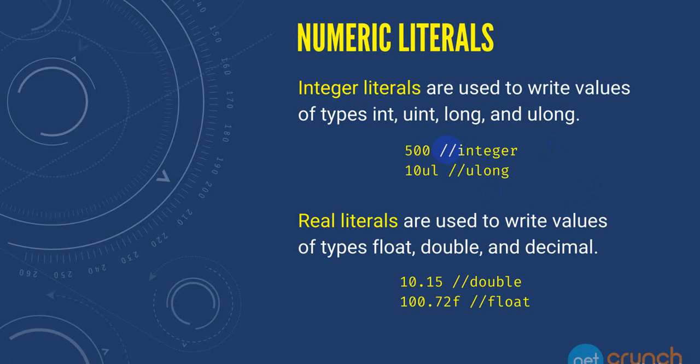Real literals are used to write values of types float, double, and decimal. So those are real literals. Any value we give with a decimal point is treated as a real literal. The examples you can see are 10.15 as a double and 100.72f, which is a float representation.